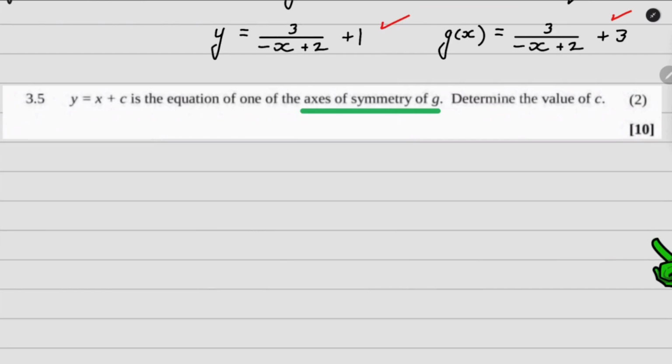And the last question, 3.5, asks for the equation of one of the axes of symmetry of G. Now be careful, G is the new graph, it's not the old graph. So I'm going to grab this graph and be working with this graph. Now to get the axes of symmetry, we need the point where the asymptotes meet. So I definitely know the horizontal asymptote here is +3.